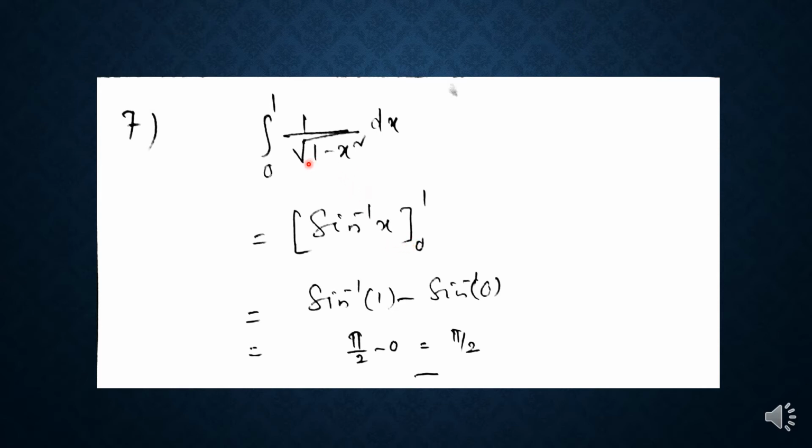So this value, integral 1 by root of 1 minus x square dx, is sine inverse x from 0 to 1. Now substitute the upper limit at first, sine inverse of 1 minus, then put the lower limit, that is sine inverse of 0. We know that sine inverse 1 is pi by 2 and sine inverse 0 is 0, that is equal to pi by 2 is the solution.